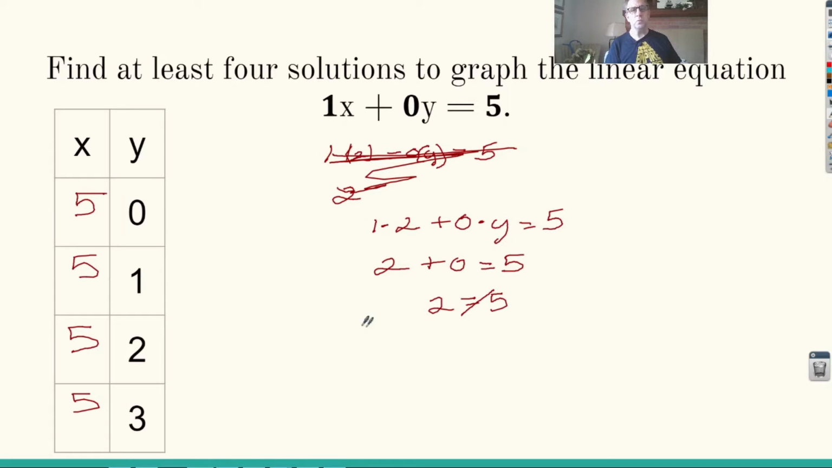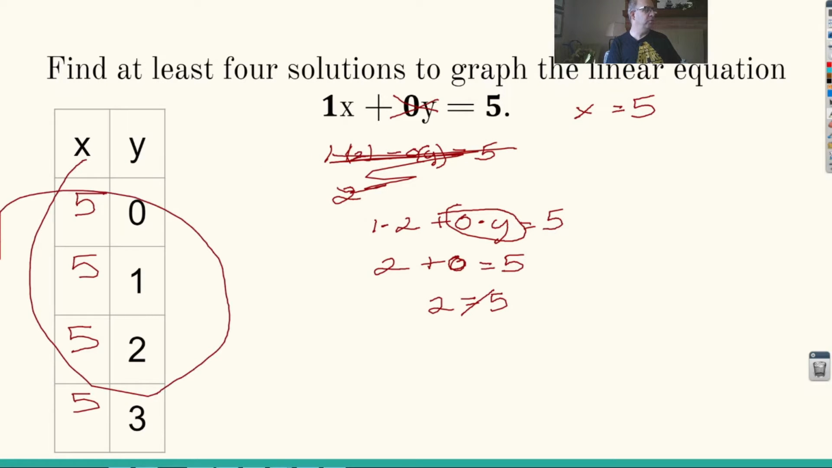So 2 doesn't work. As a matter of fact, any number I put in for x except for 5 is not going to work, because 0 times y is always 0. So this is basically saying, this is gone. This is saying x equals 5. So no matter what you choose for y, your x is always going to equal 5.